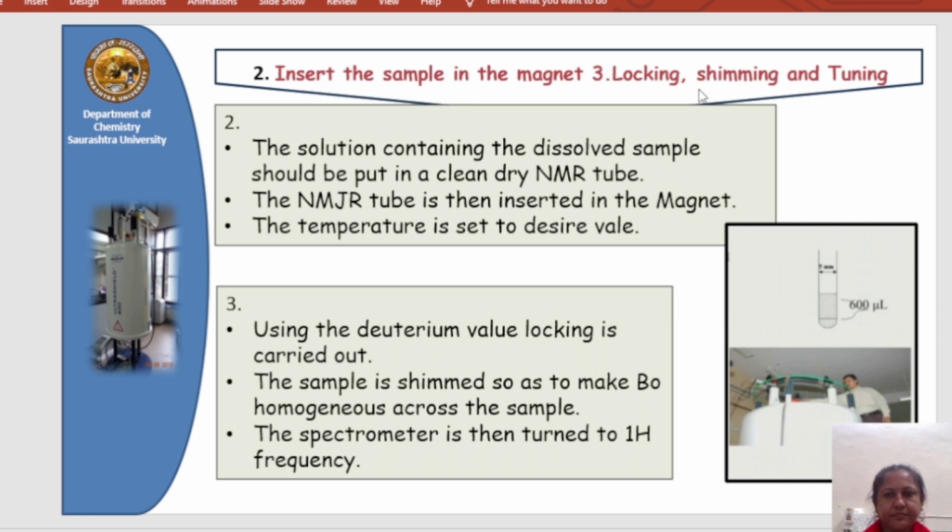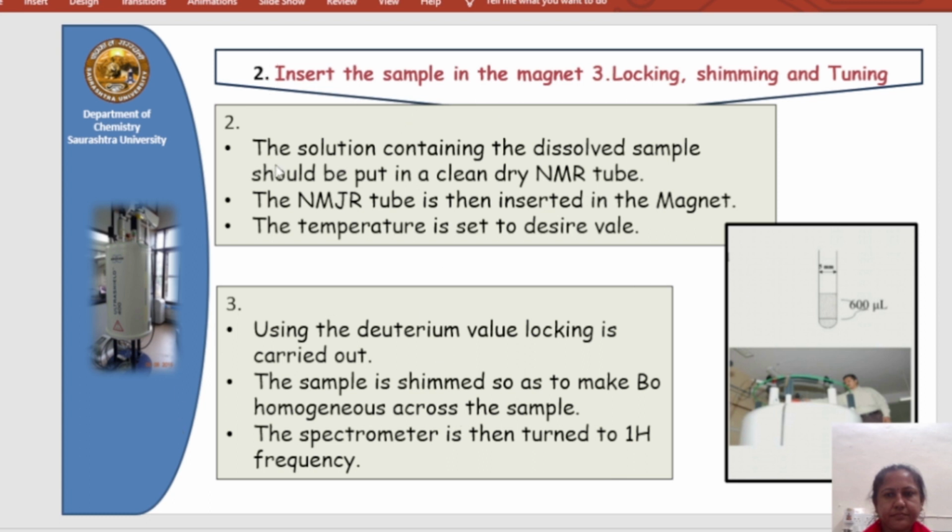And then shimming. Shimming means providing a homogeneous atmosphere, so that homogeneous magnetic waves pass through. So what we do? We spin the sample tube, by using airflow, inserted in a turbine. The purpose of shimming is to provide a homogeneous magnetic atmosphere to the sample. And the last one is tuning. Tuning means adjusting the frequency. If we study 1H NMR, then we adjust the frequency by turning the radio frequency knob related to the 1H frequency. So this is known as tuning.